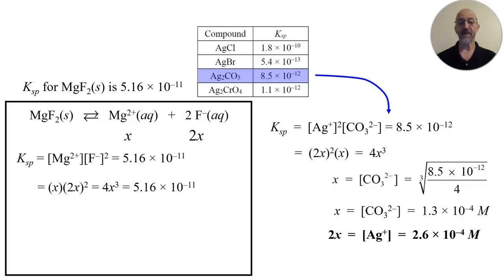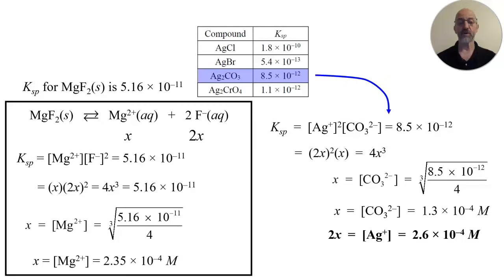This time we will take the KSP for magnesium fluoride, divide by 4, and then take the cube root. That will help us solve for x. And when I do that math, 5.16 times 10 to the negative 11, divide by 4, take the cube root, I get 2.35 times 10 to the negative 4 moles per liter.